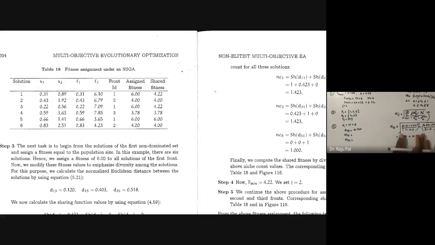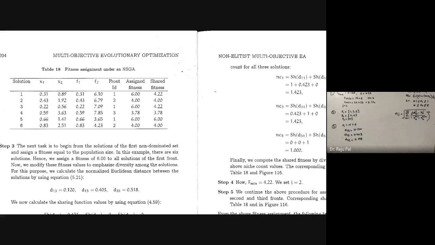In the same way, we can calculate D15 and D35. For D15, I am directly writing the values now: it is 0.403, and for D35, it is 0.518. So these are the distance values that we have calculated for the first front, which has only 3 solutions.